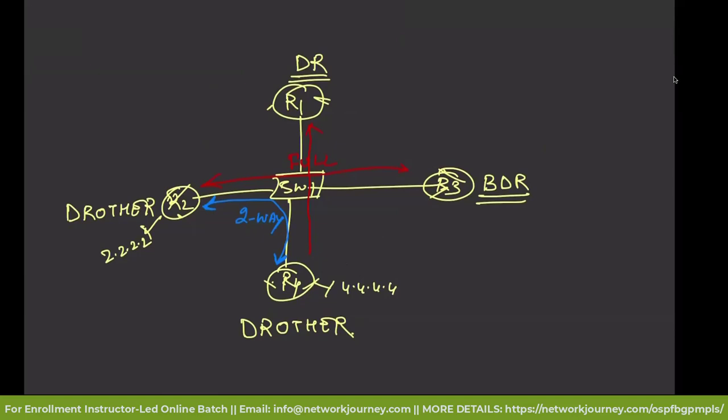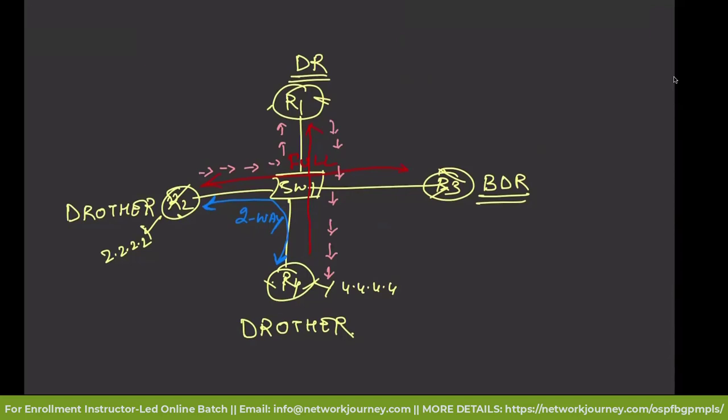R2 will go to R1, R1 to R4. Okay, so your packet will go from R2 to R1, and from R1 to R4. Why do you say like that? What is the logic behind that? You will have a neighborship directly between R2 and R4? Because the DR holds the information for all the others. So basically, router.